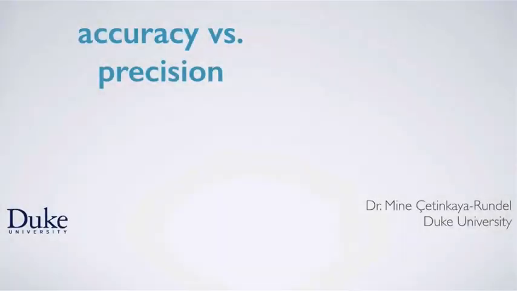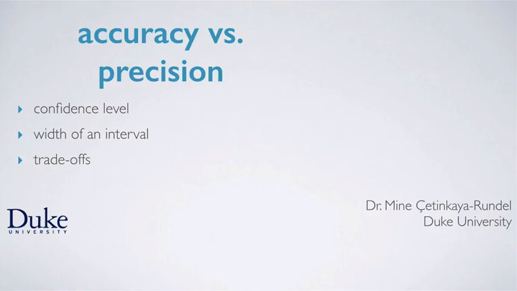In this video, we're going to talk about accuracy and precision of confidence intervals. We define accuracy in terms of whether or not the confidence interval contains the true population parameter, and precision refers to the width of a confidence interval. So first, we're going to start by defining the confidence level. Then we're going to talk about the interplay between the confidence level and the width of an interval, and then talk about the trade-offs between accuracy and precision.